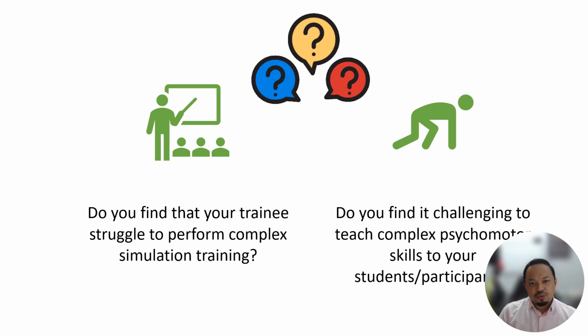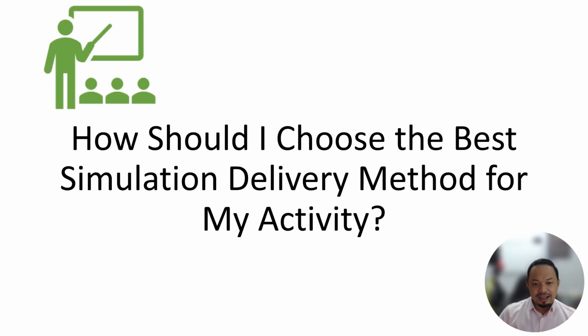Because of this issue, someone tells you that, okay, you can choose one out of three delivery methods that are available for you to run your simulation. Then comes your next question. How should I choose the best simulation delivery method for my activity?